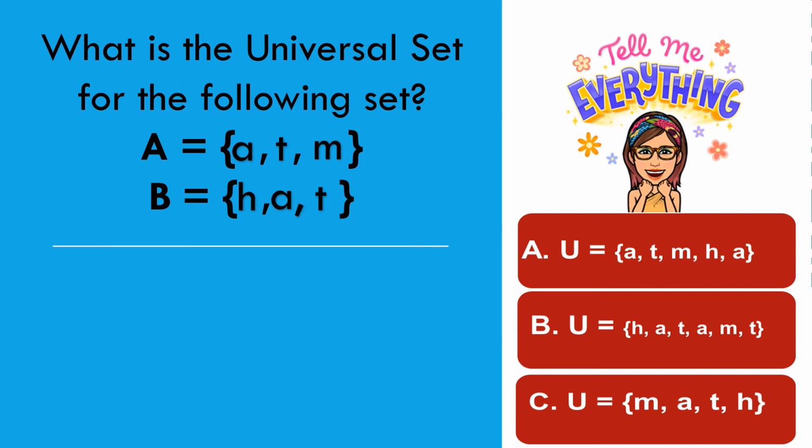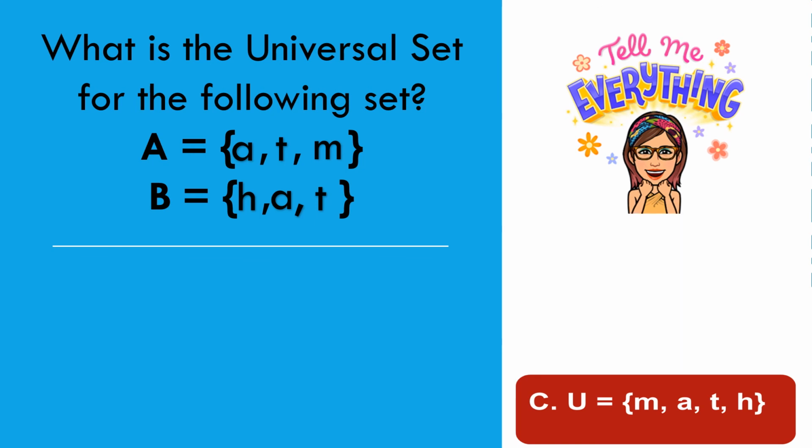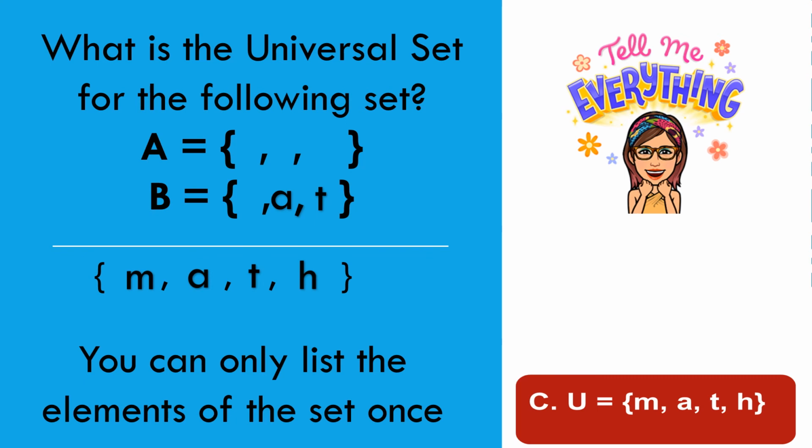Next, what is the universal set for the following sets? Set A, the elements are M, A, T. Set B, the elements are H, A, T. So is it A, B, or C? The answer is C. Why? Taking all the elements for A and B, the elements are M, A, T, H. Remember, you can only list an element for the set once. That is why elements are unique.